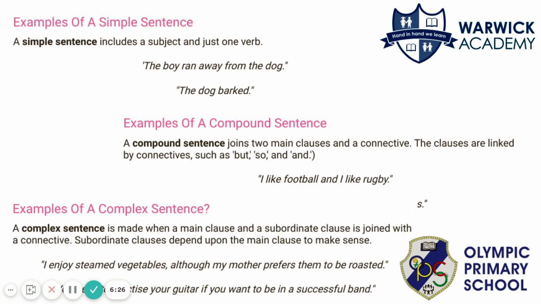So in this example that you can see on your screen, I enjoy steamed vegetables, although my mother prefers them to be roasted. So the main clause is I enjoy steamed vegetables, because if you put a full stop at the end of that, that sentence would still make sense. The last part of it, although my mother prefers them to be roasted, if you turn that into a sentence as it is, that would not make sense at all. Okay, so a complex sentence is a main clause and a subordinate clause joined with a connective.